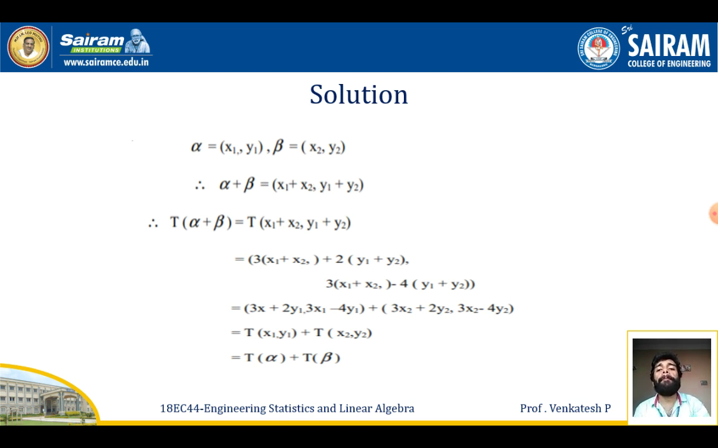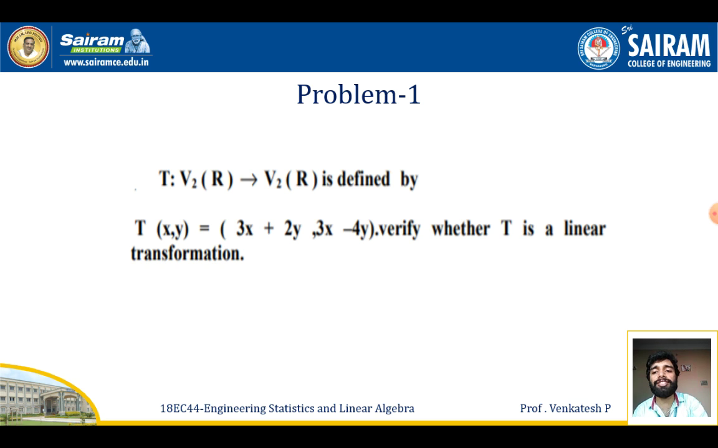Now I am going to apply the linear transformation to alpha plus beta. So T of alpha plus beta is equal to T of x1 plus x2 comma y1 plus y2. Now I am going to expand this from the given condition, that T of x comma y can be represented as 3x plus 2y comma 3x minus 4y.